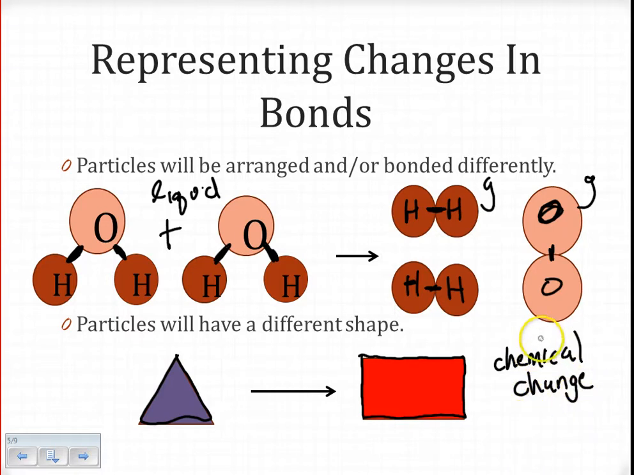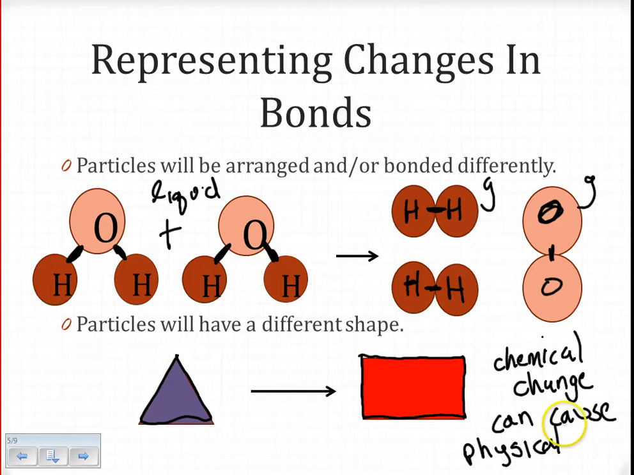A chemical change can cause a physical change because what you have is a different compound altogether. So this is a chemical change, but you're going from a liquid to two gases, and so you're changing its appearance, but more importantly, you're changing its composition. Okay.